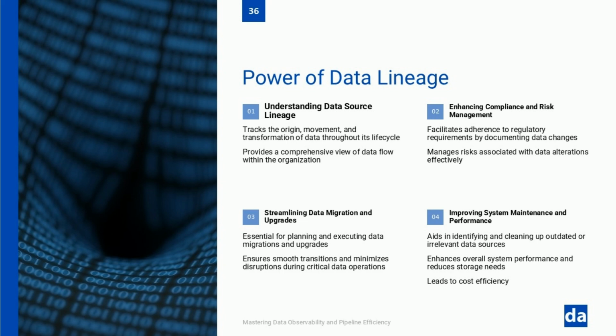Once we implemented a robust data lineage system, we could track every step of the data lifecycle, from its origin to its transformation and final destination. Suddenly, everything clicked. We knew exactly where delays were happening, which systems needed attention, and how to optimize the entire process. Let's break down why data lineage is so powerful.